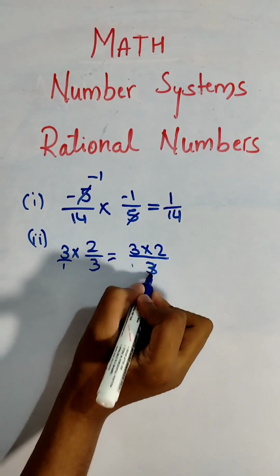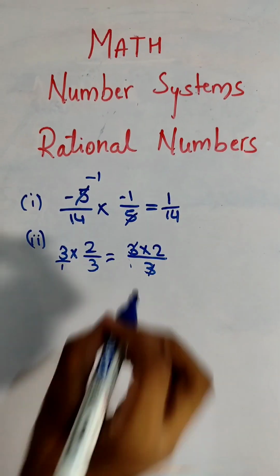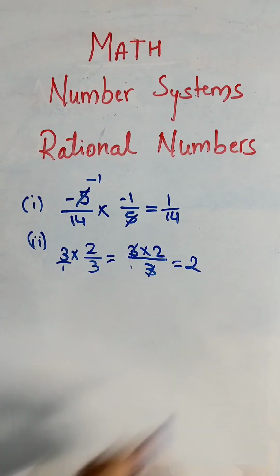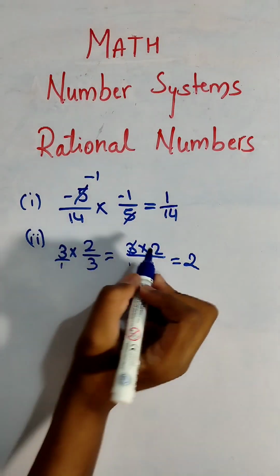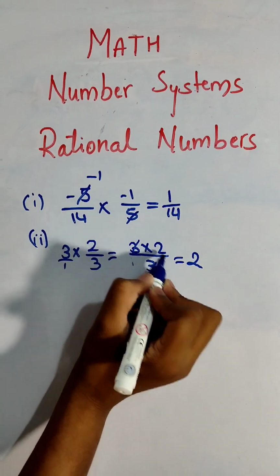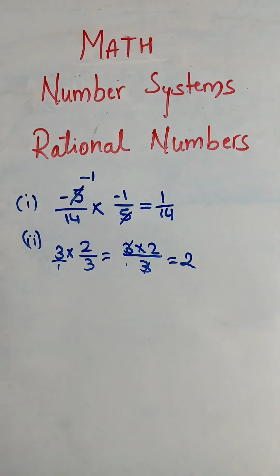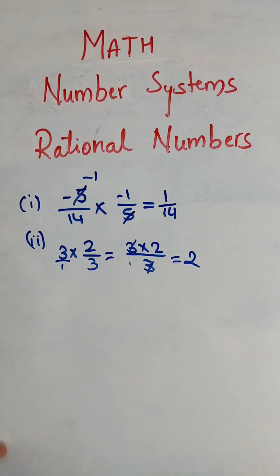We know that 3 and 3 can cancel each other out, giving us the answer of 2. If you check without cancellation, we can make this 3 into 2 as 6, and 6 by 3 is also 2. So this is just a simpler and quicker way to do it.